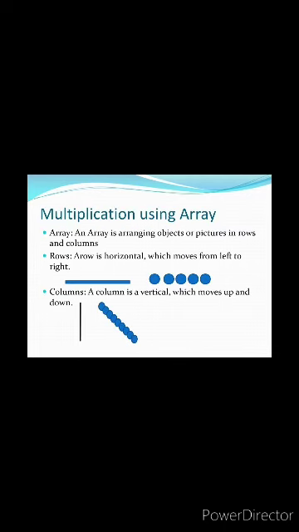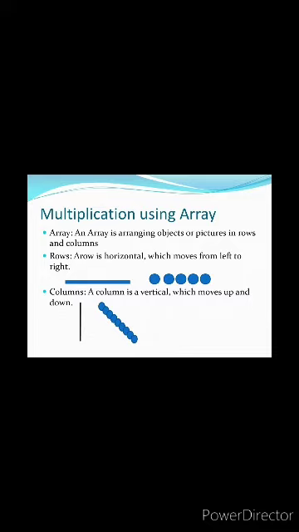Multiplication using array. Now first of all, let us understand what is an array. An array is arranging objects or pictures in rows and columns. Now what are rows and columns? The numbers which are arranged in a horizontal manner are called rows. A row is horizontal, which moves from left to right. And what is a column? The numbers which are arranged vertically, that means from up to down.